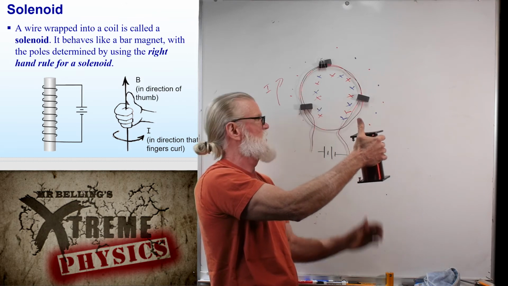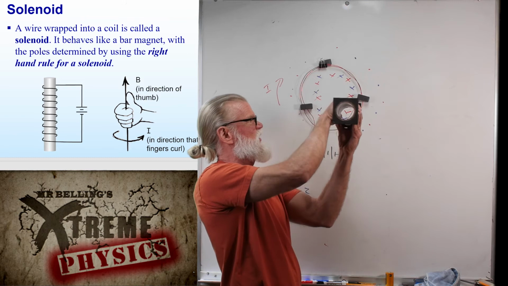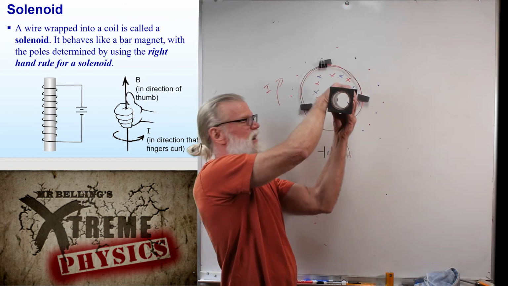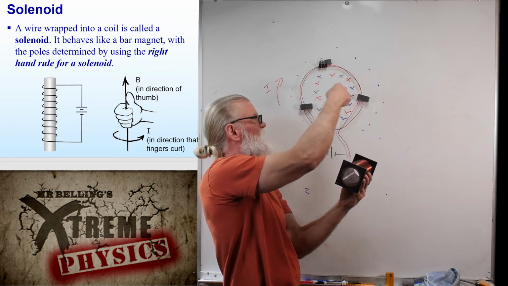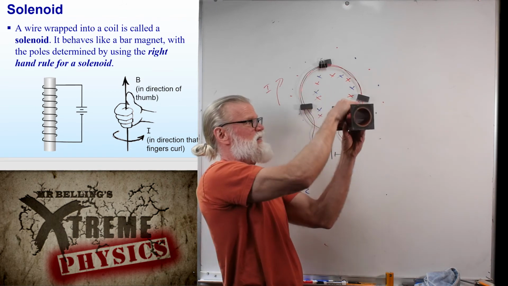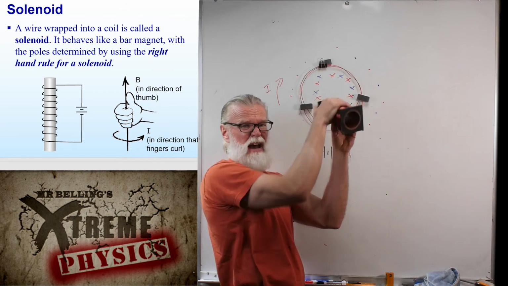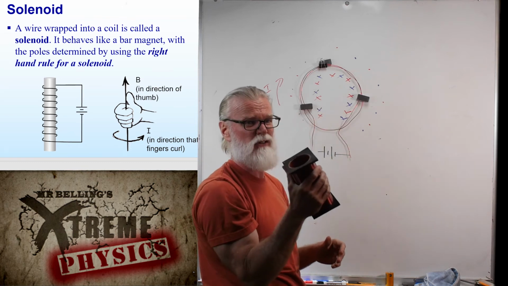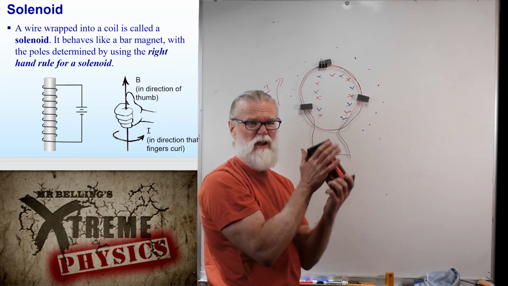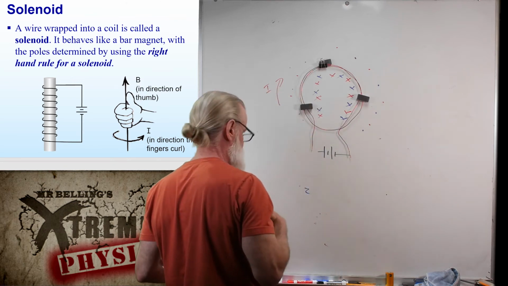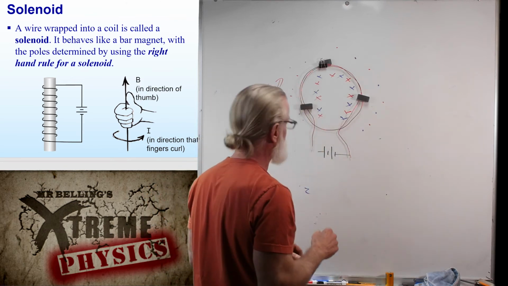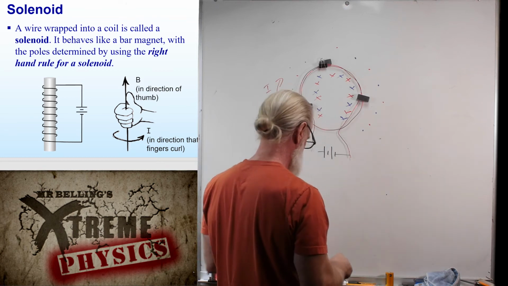inside the solenoid. So in this case, I go like that, and indeed, that is the direction of the field inside the solenoid. It is into the board, right? So that's important. The right-hand rule for a solenoid: your fingers wrap in the direction of the current, and your thumb points in the direction of the magnetic field inside the solenoid. So let's take a look at a problem like this.